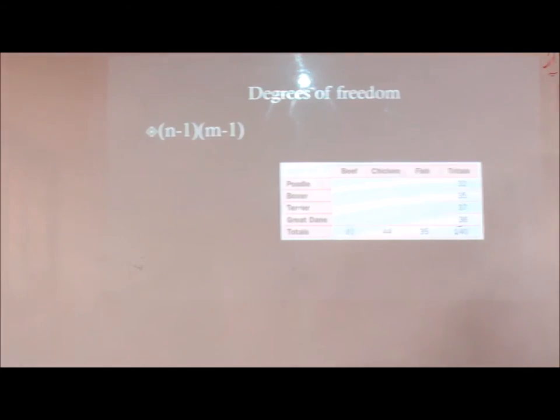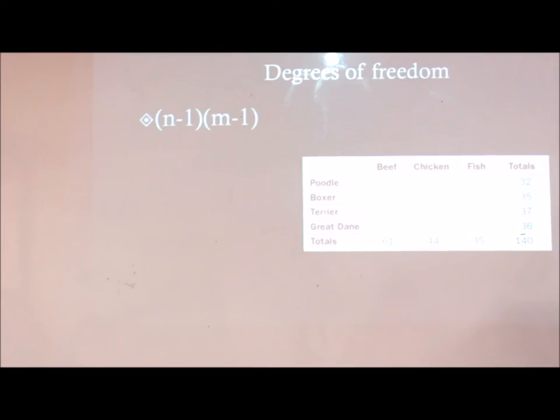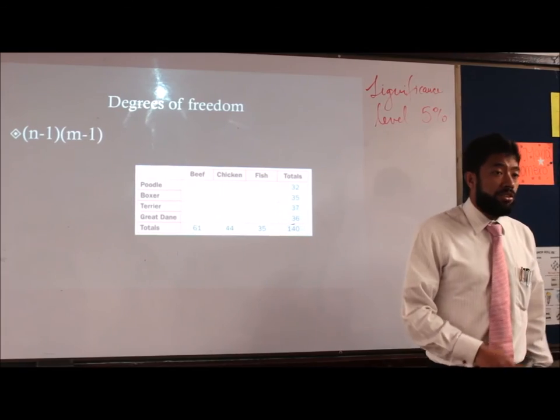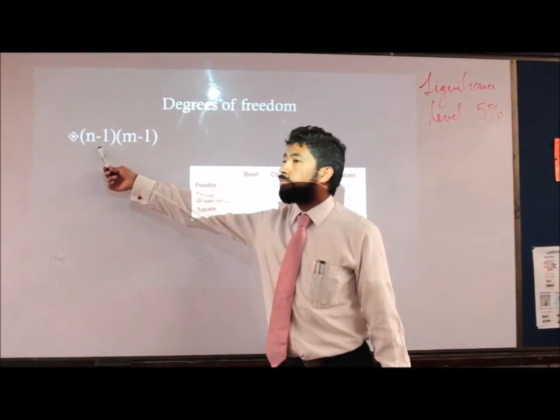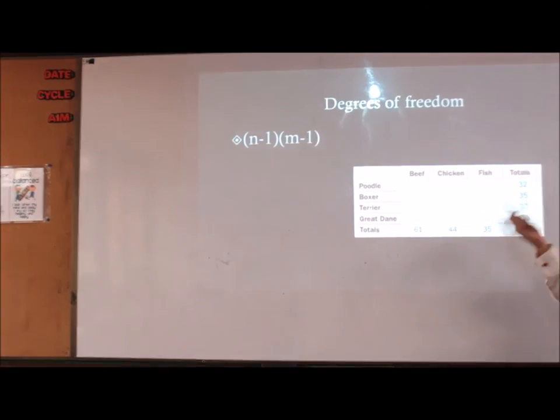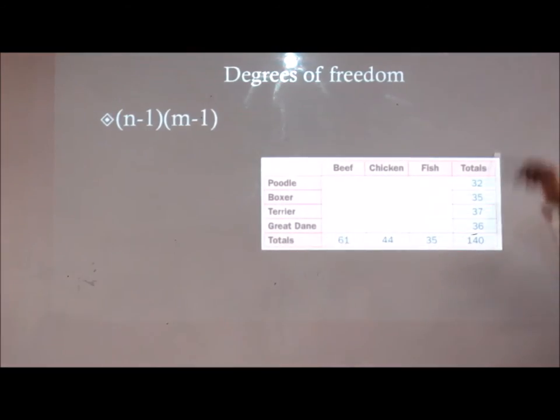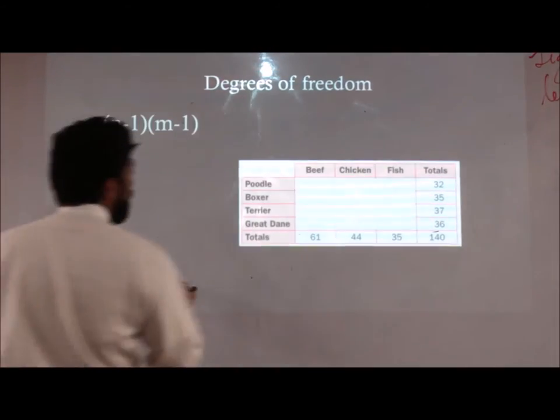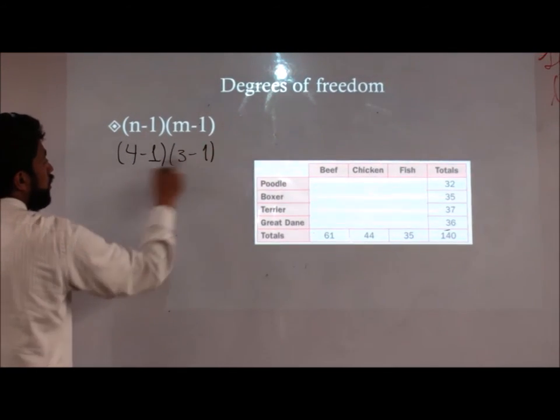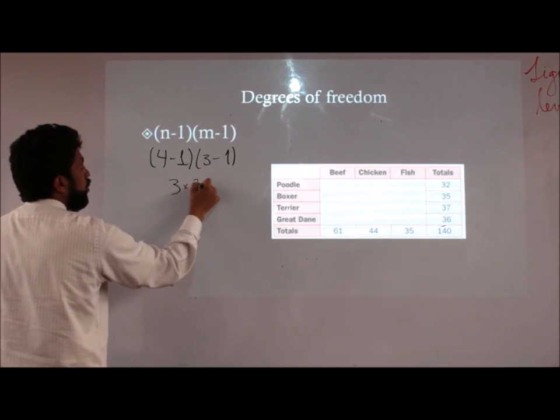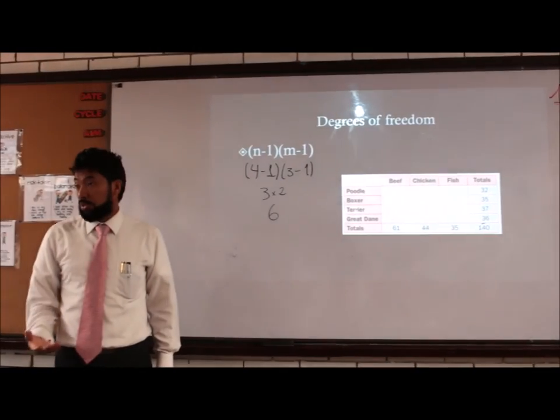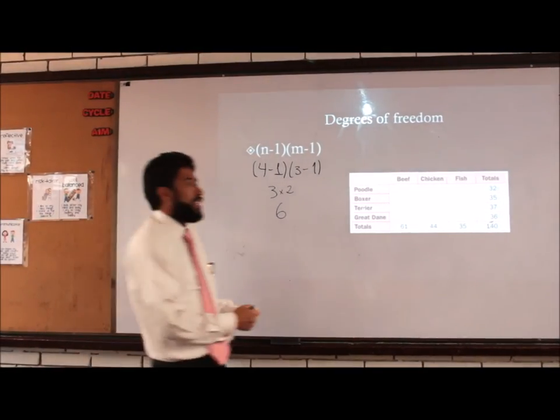What are the degrees of freedom? Degrees in which you are free, something like that. The formula says degrees of freedom, n minus 1, m minus 1, where n is the number of rows and m the number of columns. In this case, I have 4 rows and 3 columns, 4 minus 1, 3, 3 minus 1, 2. I have 6 degrees of freedom. But what are 6 degrees of freedom? If you don't understand the concept, it doesn't make any sense.